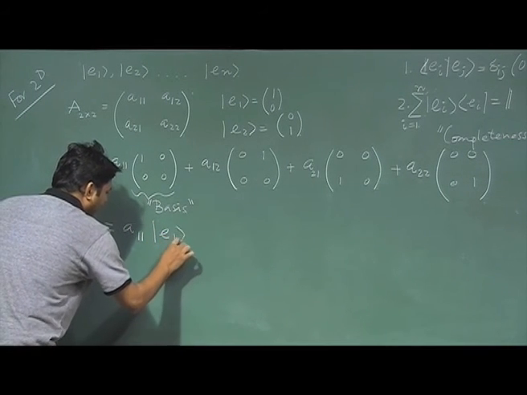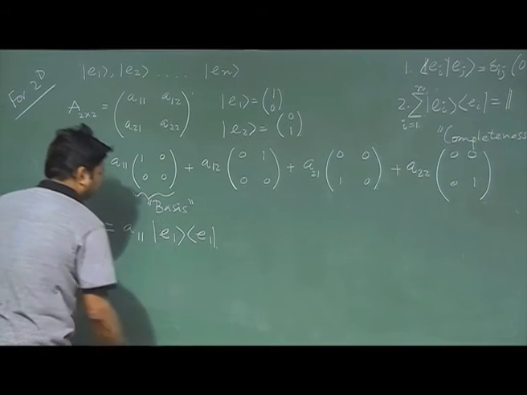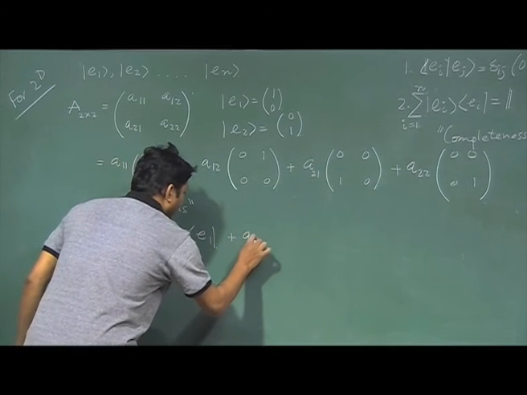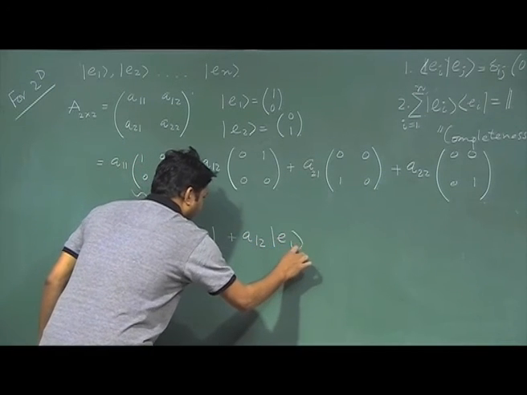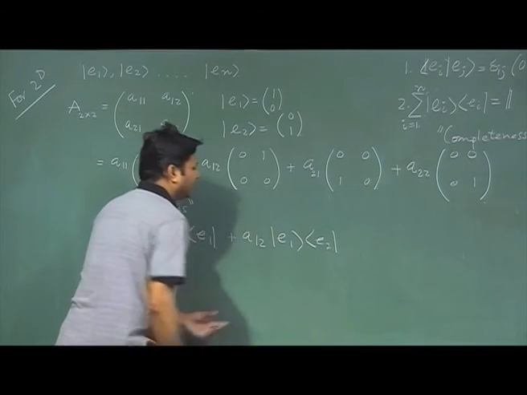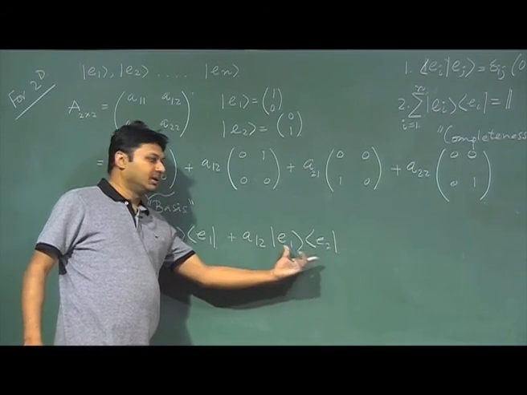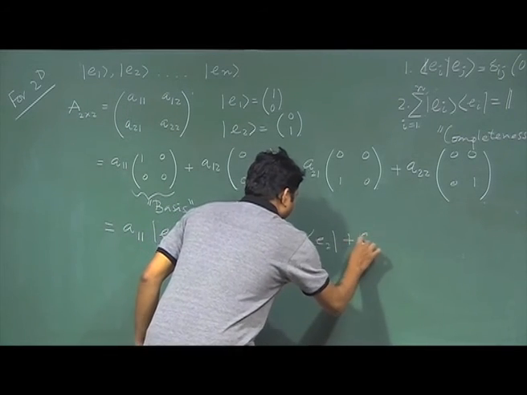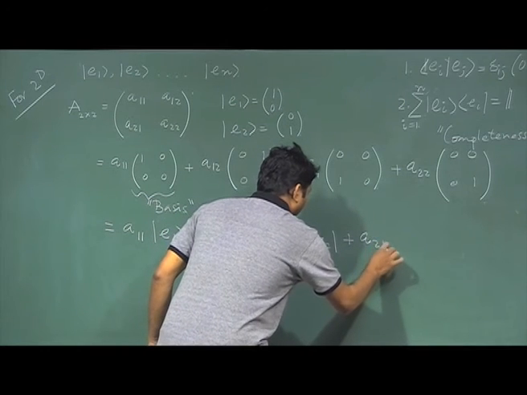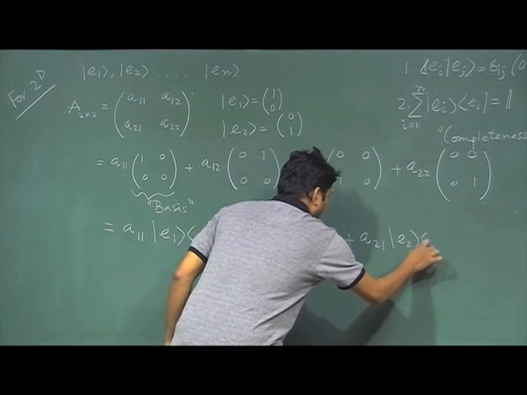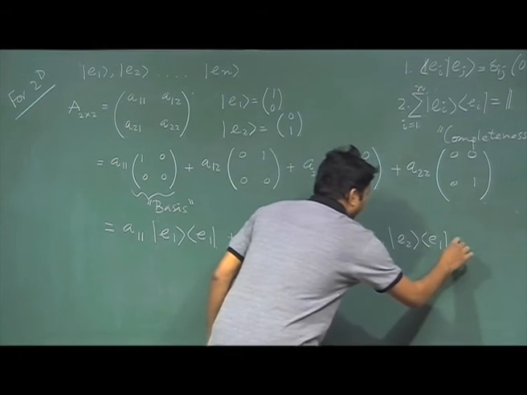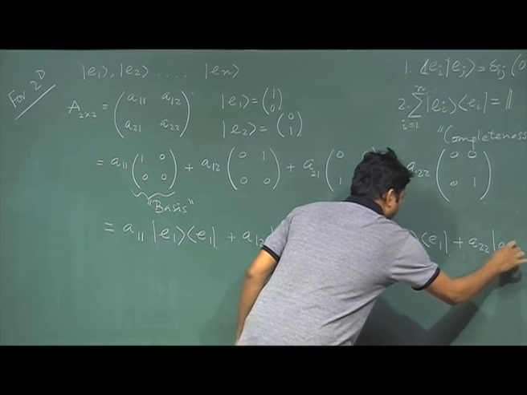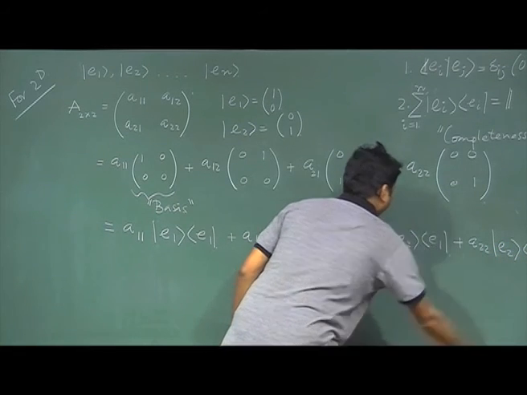It will be E1 E1. 1 2 will be E1 E2. If I take the outer product of E1 and E2, please do that, then you will get this matrix. 2 1 is E2 E1, and finally 2 2 is E2 E2.